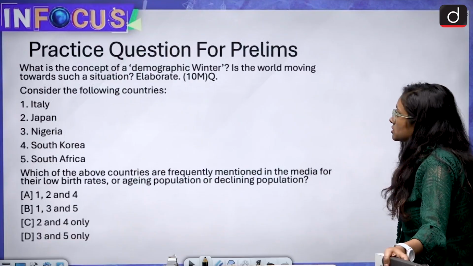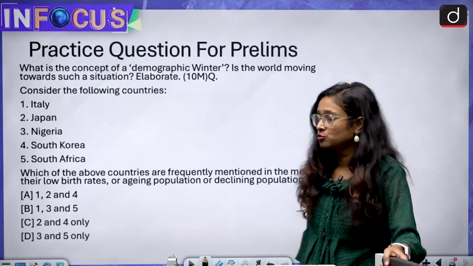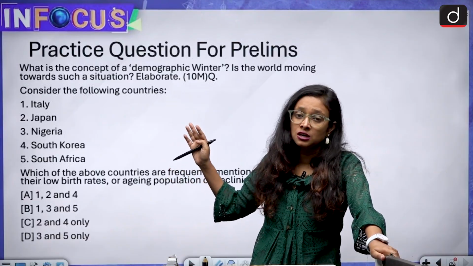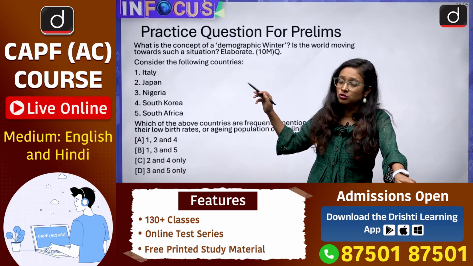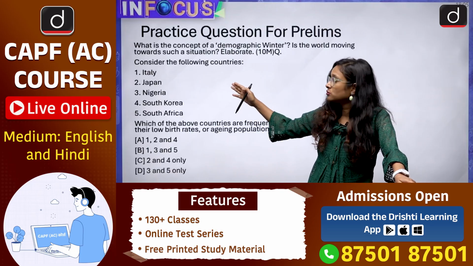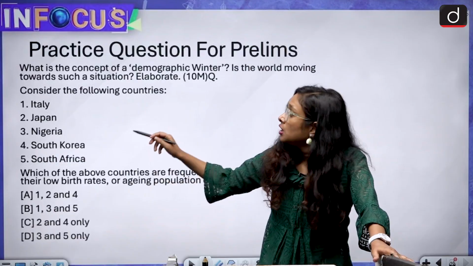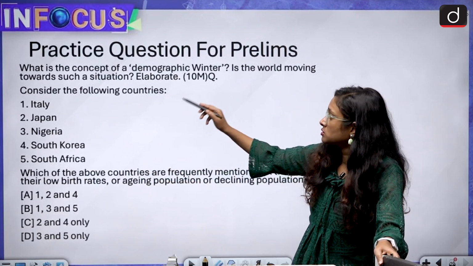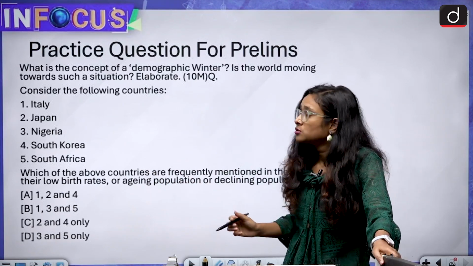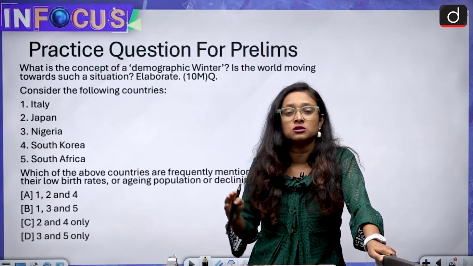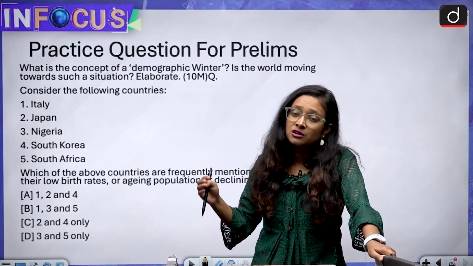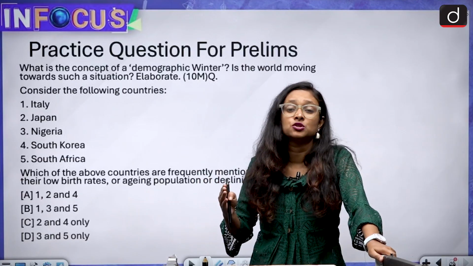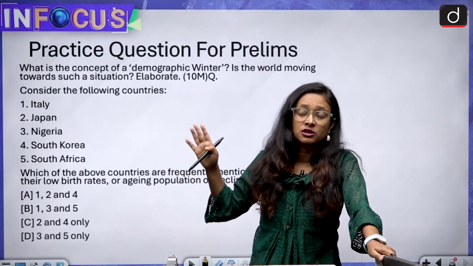Now we are going to discuss the practice question for prelims. Today we have one question which has been previously asked in our mains examination. So we are going to discuss that first, and later the practice question for prelims. What is the concept of a demographic winter? Is the world moving towards such a situation? Elaborate. Here first you have to define what demographic winter is. Demographic winter is a situation when there is a constant decline of the population. So this is called demographic winter.